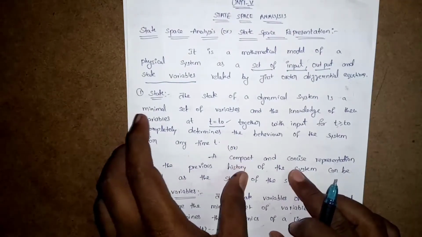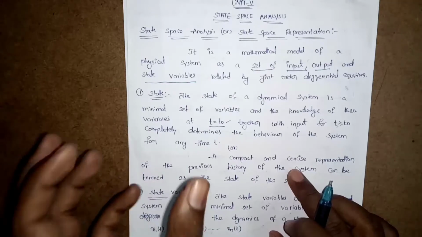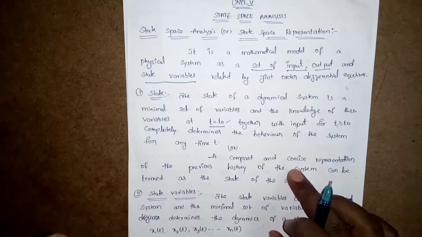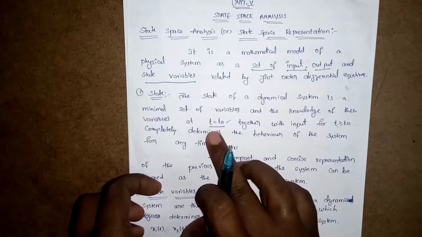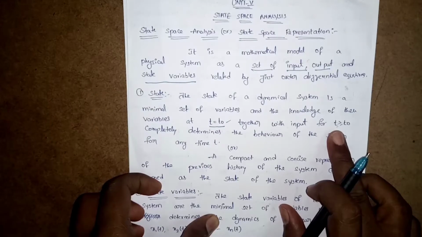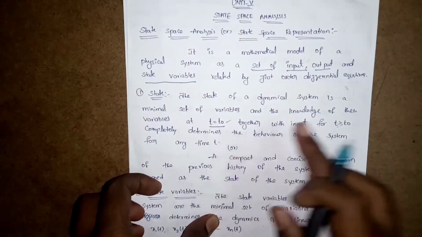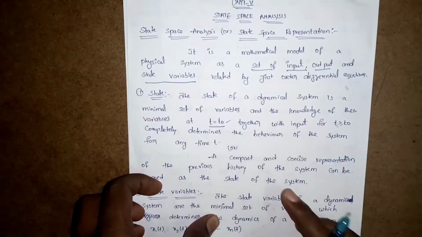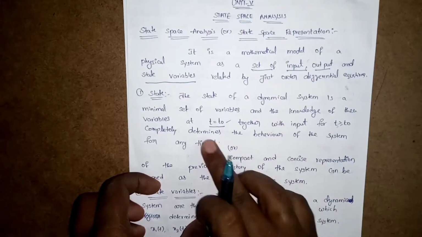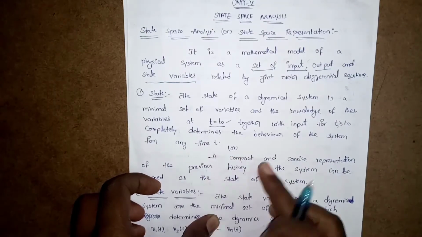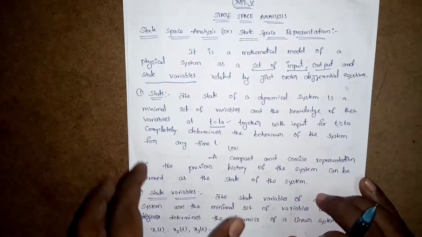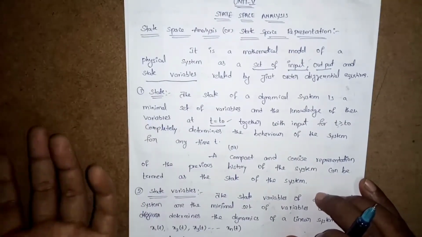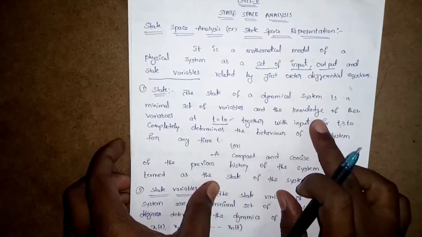So what he said is a state of a dynamical system is a minimal set of variables. Why? Because t naught is the initial value and t is the final value, and between those two there is some t. To determine the behavior of the system at any time t, we are going to find the behavior of the system. It is also one type of knowing the performance of the system. So this is the one definition for state.